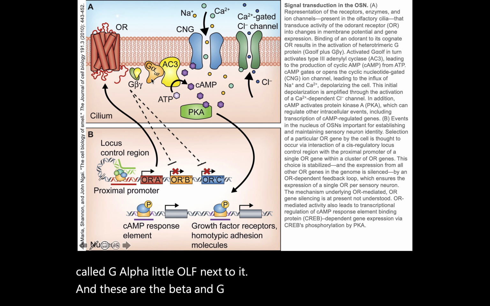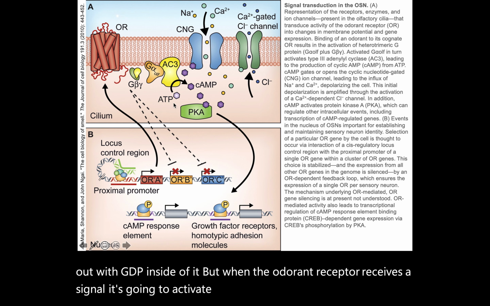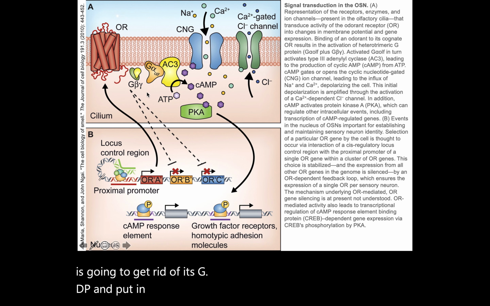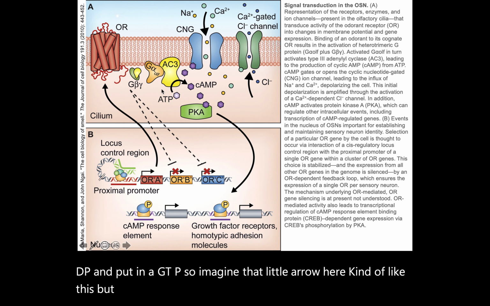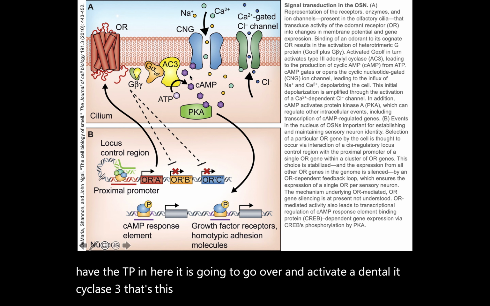And so this is going to start out with GDP inside of it. But when the odorant receptor receives a signal, it's going to activate the G alpha subunit, which is going to get rid of its GDP and put in a GTP. So imagine that little arrow here, kind of like this, but with GTP coming in and GDP going out. And so now that we have GTP in here, it is going to go over and activate adenylate cyclase number 3. That's this thing that's AC3, which is a type 3 adenylate cyclase.